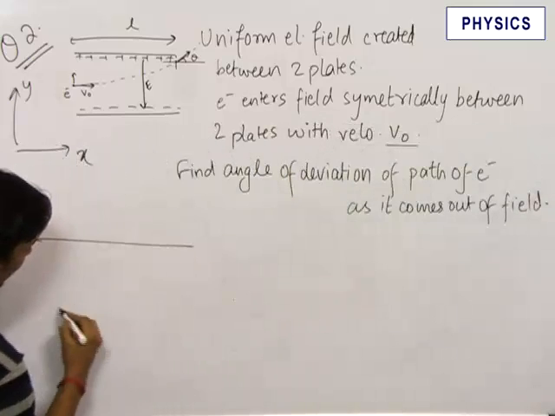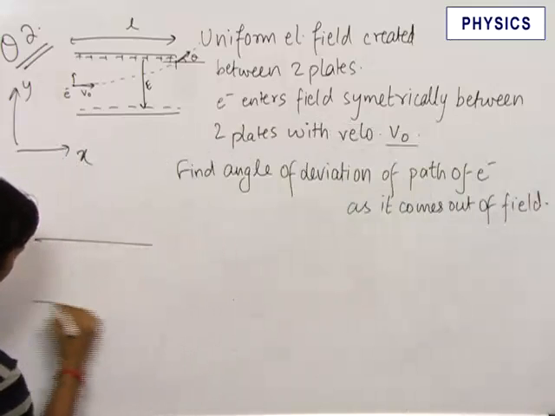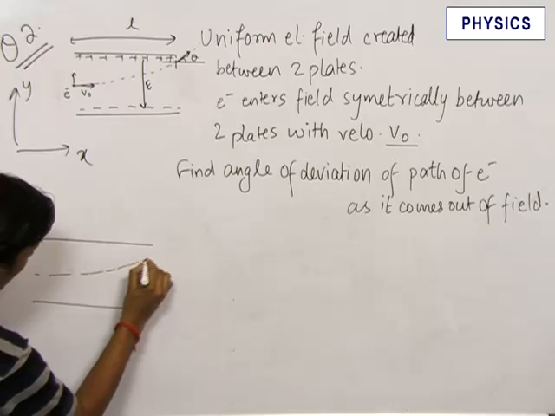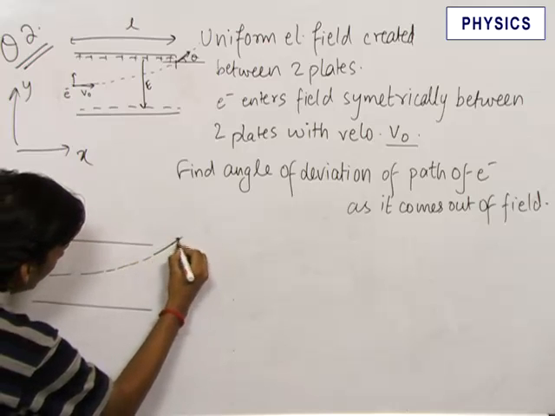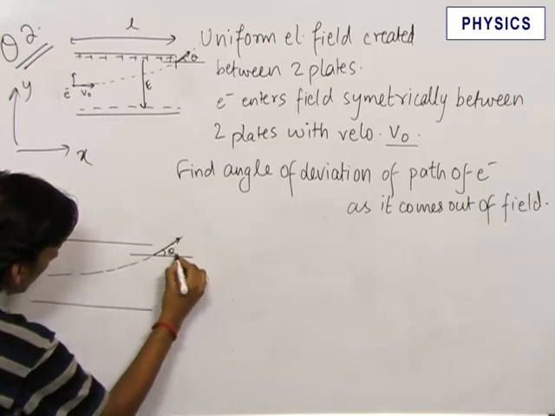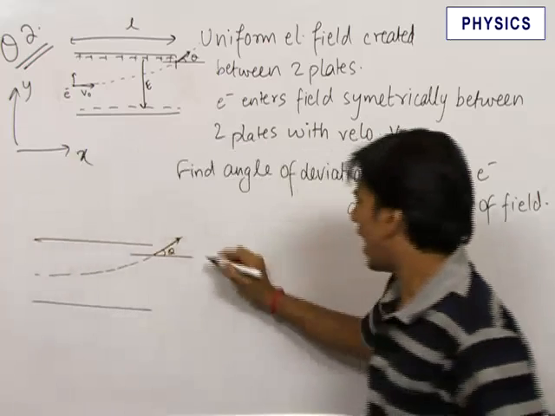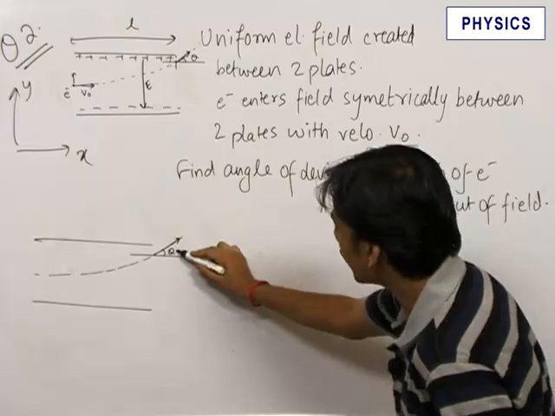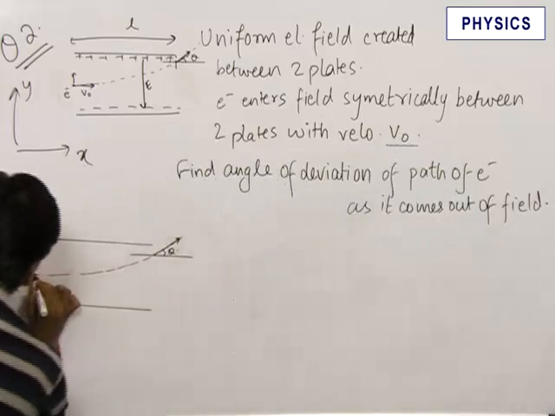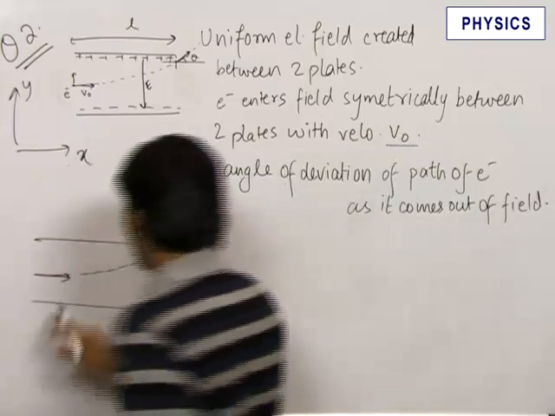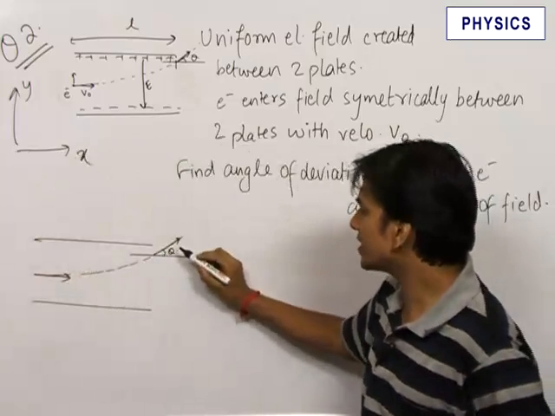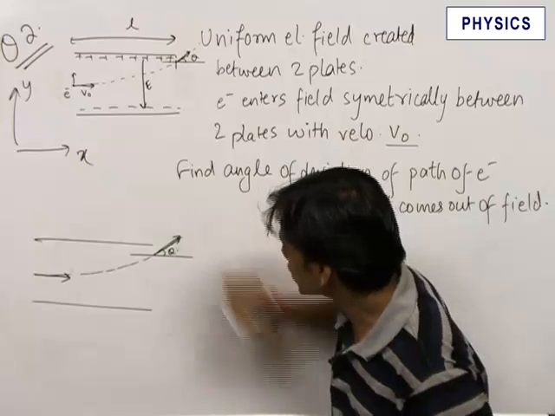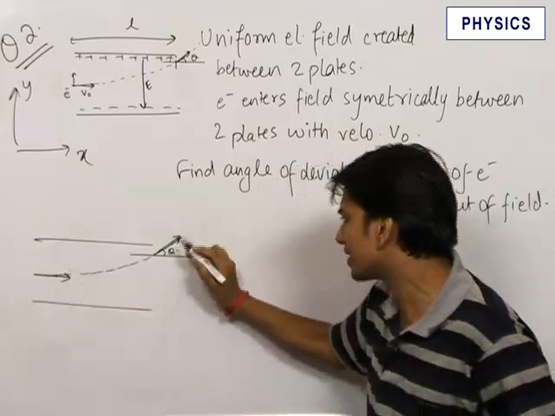Let me draw the diagram neatly here. The electron travels in a path and leaves the area of the plates at an angle theta with the horizontal. This is the angle of deviation because its initial path was in the horizontal direction. Therefore, the deviation is the angle which the final velocity vector makes with the initial velocity vector, that is angle theta over here.